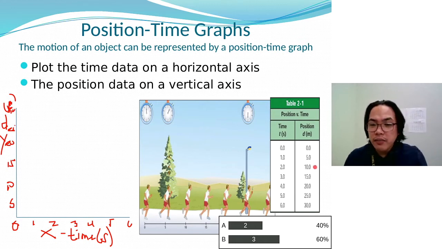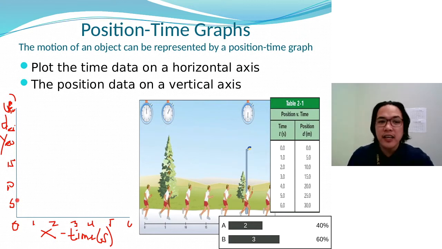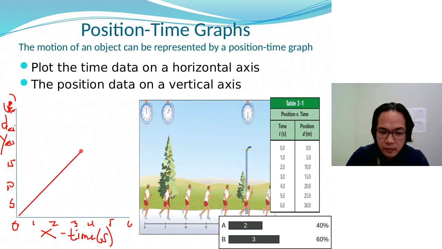And then based on those pairs, your X and Y, you have to plot them on your graph using a straight line. But it depends. Sometimes it's curved, sometimes it's straight, depending on the data. So it starts from 0 paired up with 0. Your 1 second is paired up with 5 meters. Then your 2 seconds, 10. Your 3 seconds is 15. 4 seconds is 20. 5 is 25. And 6 is 30. Okay?